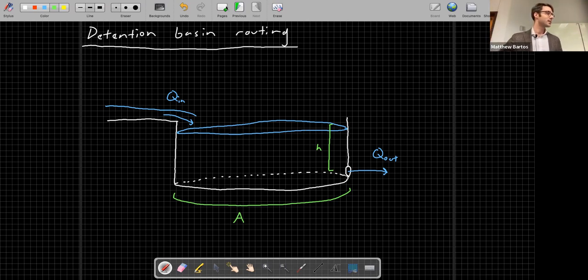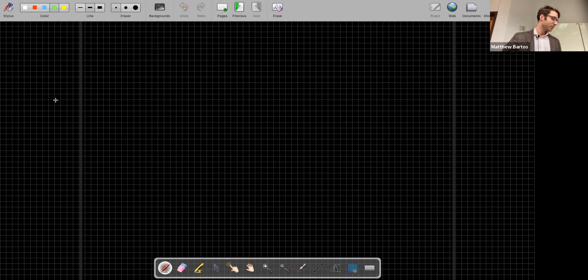Exactly. So let's write that out mathematically. We have that the change in volume over the change in time is equal to Q in, and I'll just say Q in is a function of time, minus Q out as a function of time.